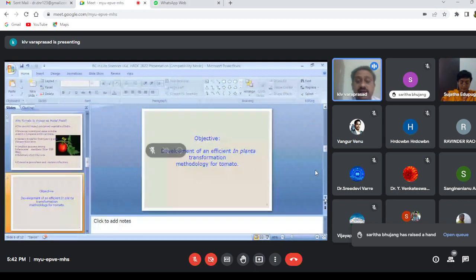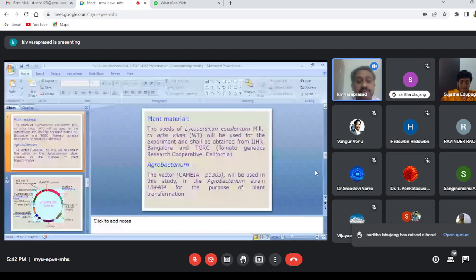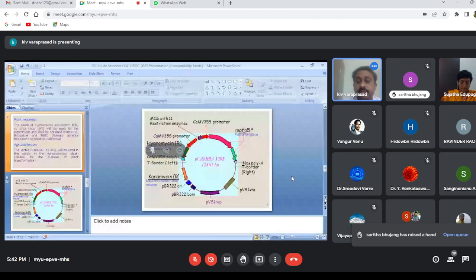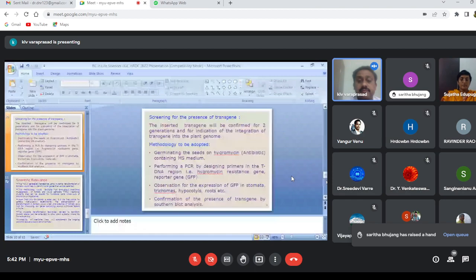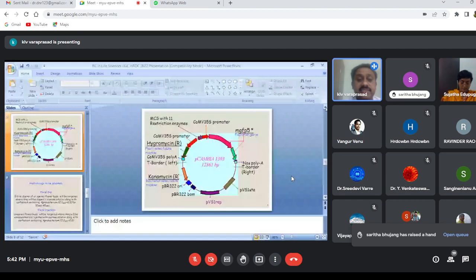So the objective is the development of an efficient in planta transformation methodology for tomato, and for that we have taken the plant material, the variety Arka Vikas seeds of tomato, which is a wild type, obtained from IIHR Bangalore and also TGRC. And the Agrobacterium strain, the vector we used was pCAMBIA 1303. In this study we have used this, and this is coming to the vector construct.